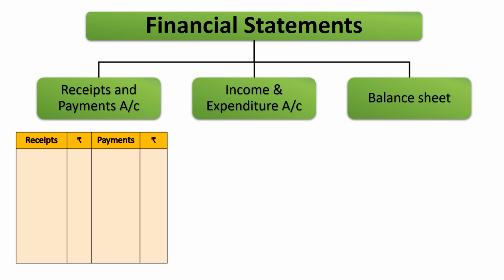We'll see the format of receipt and payment account. On the debit side, we record the receipts, and on the credit side, we record the payments. Now, first, when you start with receipt and payment account, you have to record the opening balance of cash and opening balance of bank account.